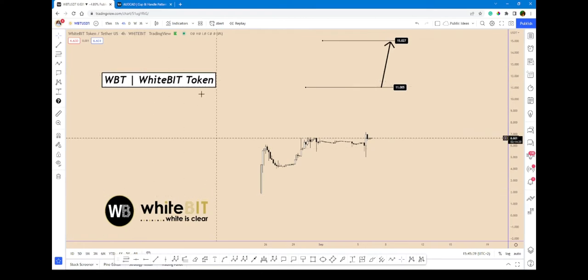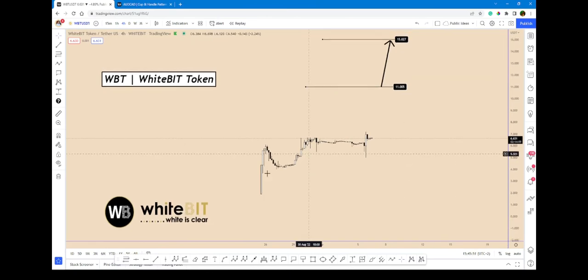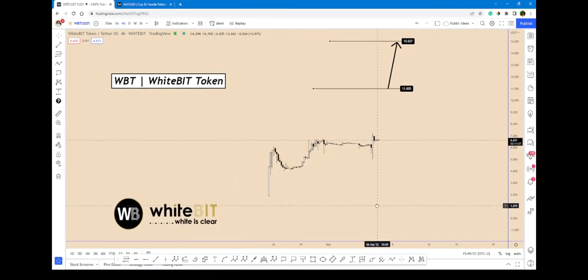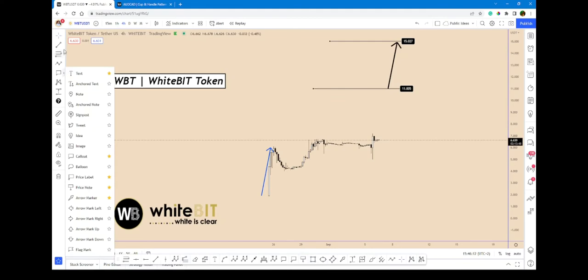WhiteBIT token, for all of you that don't know, is the token of WhiteBIT broker, one of the biggest European crypto exchanges, that is also licensed, and it has also a very high staking fee. You will see that the first movement when they launched their token created the first bounce. So this is the first impulsive movement that we actually see. Look at how beautiful the price is actually created.